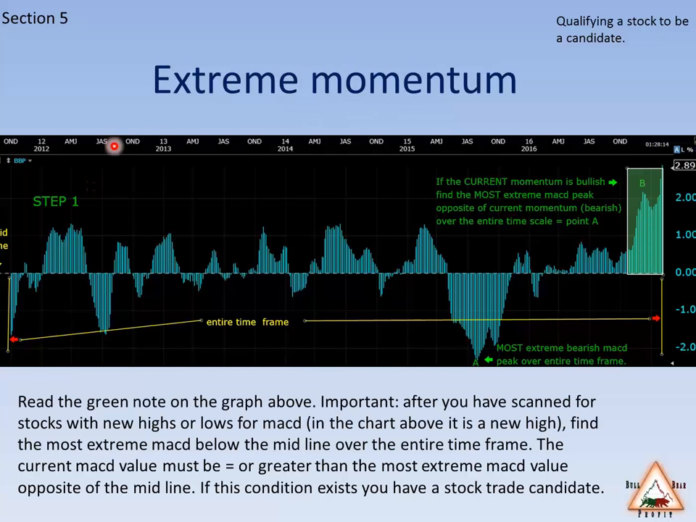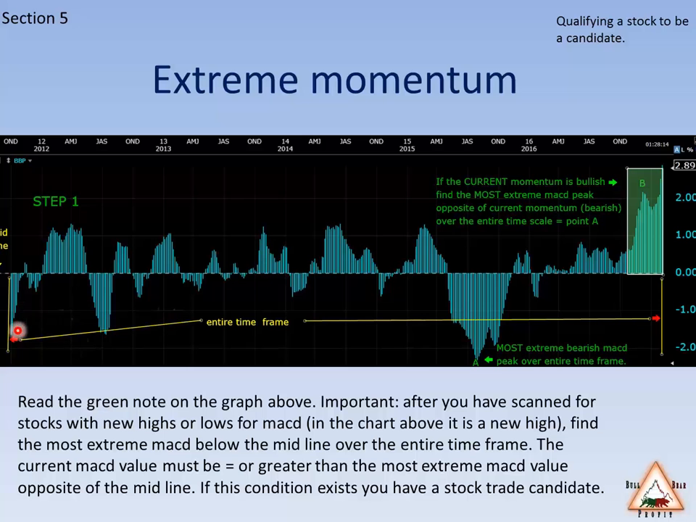Extreme momentum is very important. That's part of the key to the bull bear profit strategy. So here in point B, if the current momentum is bullish, find the most extreme MACD peak opposite of the current momentum, bearish, over the entire time scale. So this is doing the PM200, but what we're looking for, it's real simple.